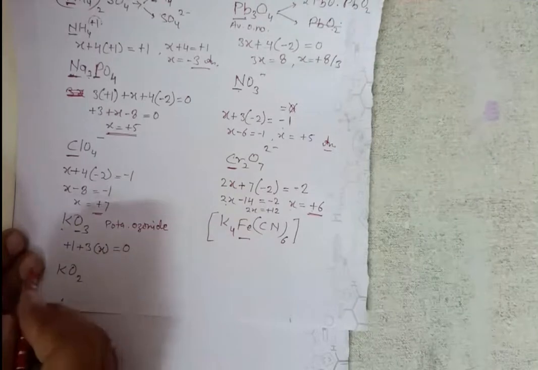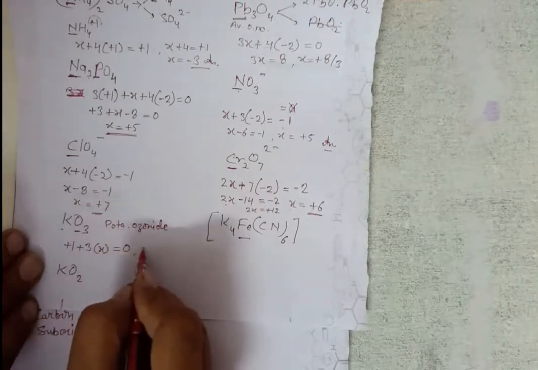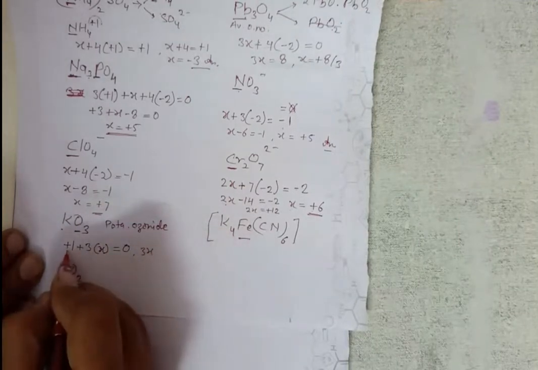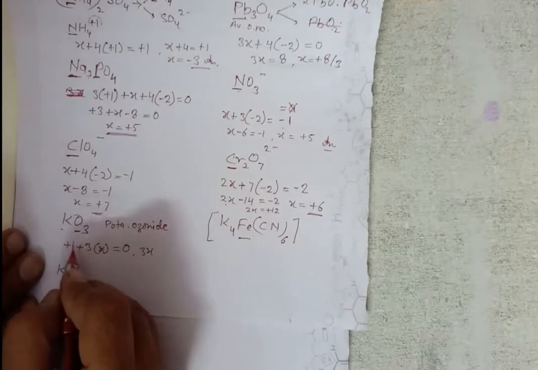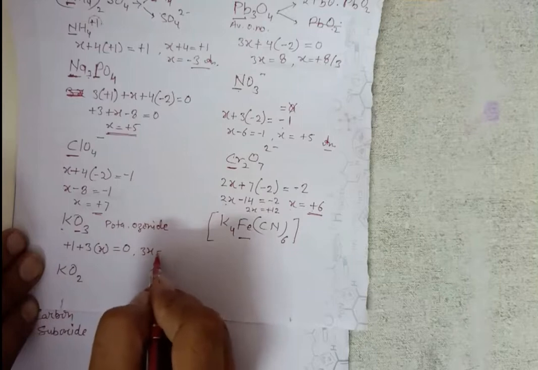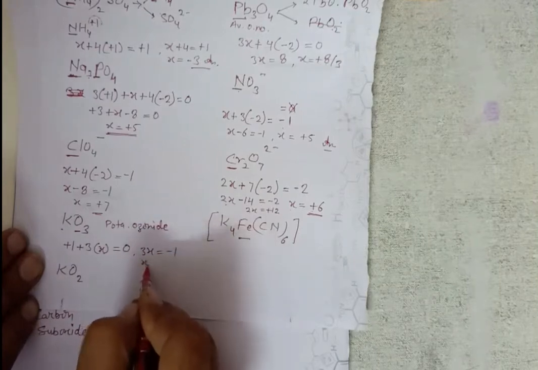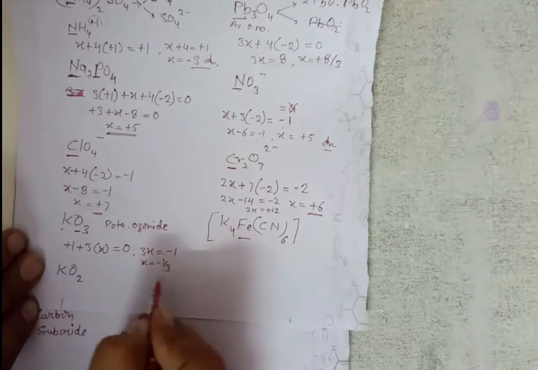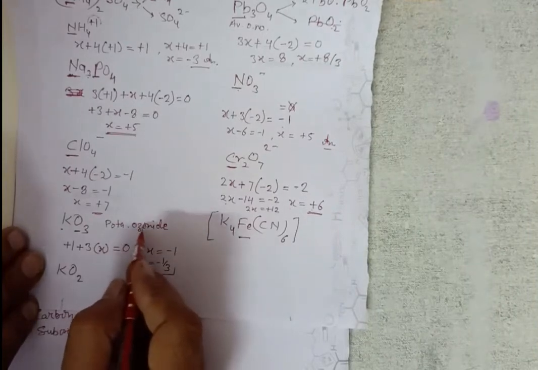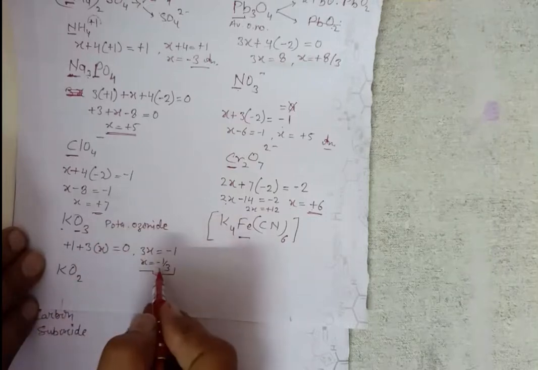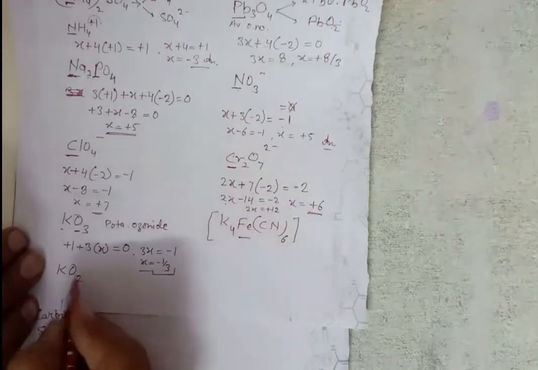The total must be equal to 0. We can say that 3x plus 1 equals 0. When we transfer +1 from left hand side to right hand side, it will become -1. Then x will be equal to -1/3. Students, I think you got my point. In ozonides, the oxidation number of oxygen is -1/3.